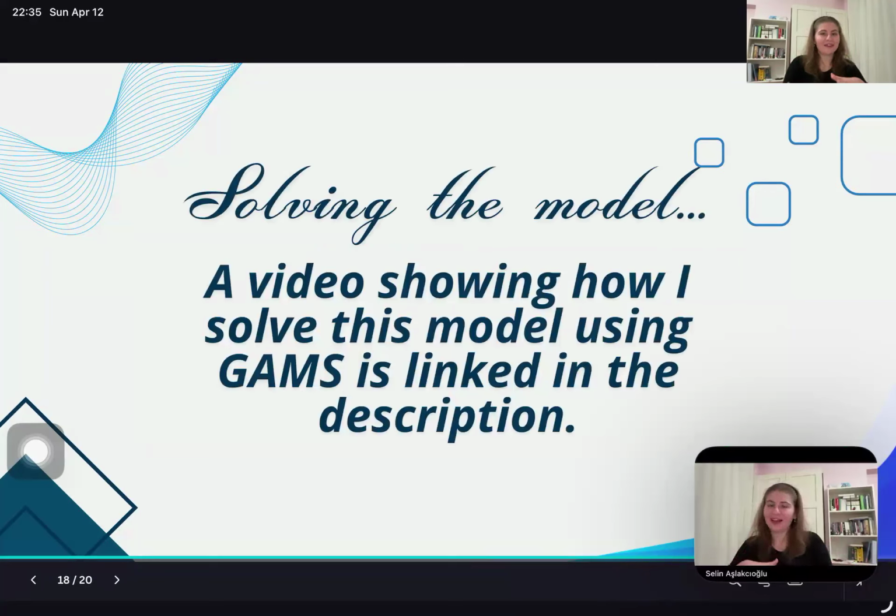Solving the model. A video showing how I solve this model using GAMS is linked in the description. I won't be solving it in this video, but please make sure to watch it as well so you can see the solution for this and the objective function value and which nodes are visited by which vehicle.